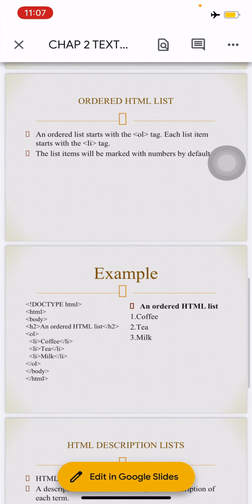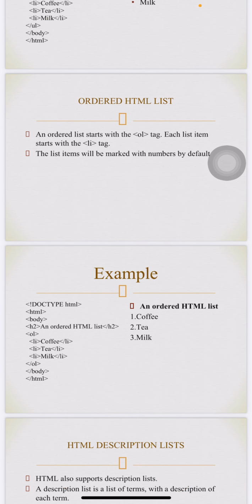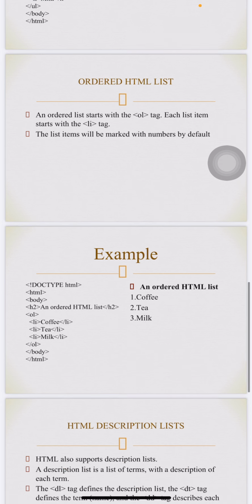Example: doctype HTML, body. This is the ordered list. OL starts with the OL tag, meaning ordered list. Li with the contents. Close the OL, body. The ordered HTML list shows 1 2 3. This is the coffee, tea, and milk.